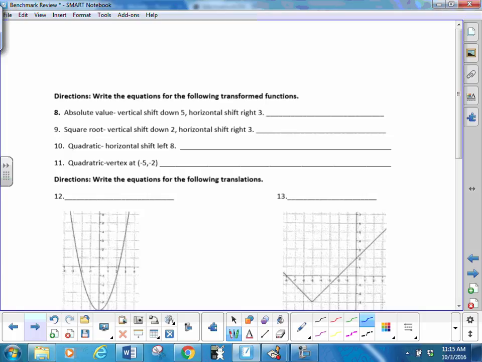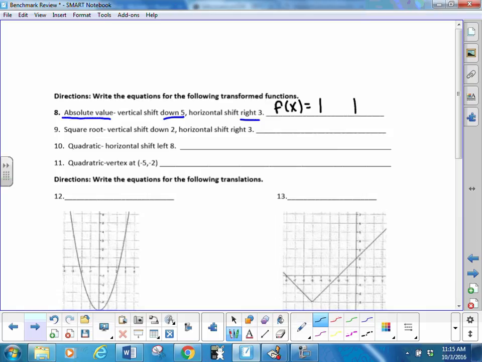Okay, write the equations for the following transformations. I'm going to read first before I write anything. Absolute value, okay? I'm getting in my mind what that's going to look like. I'm going to move down 5 from the parent and right 3 from the parent. So here's how I'm going to work this. f of x is equal to absolute value. I know what notation I need.